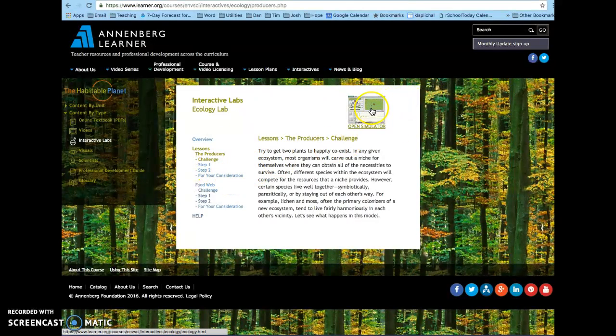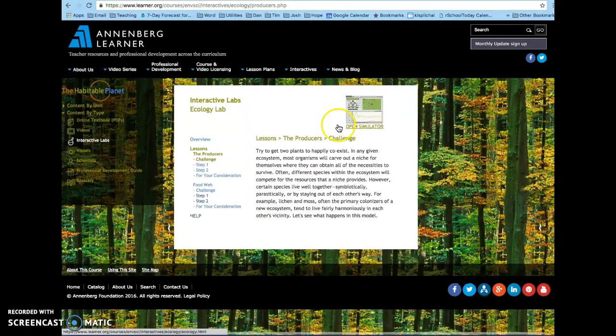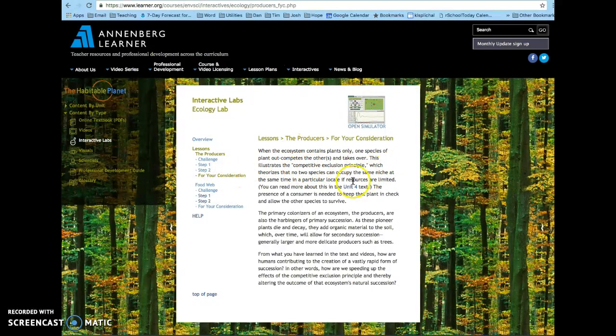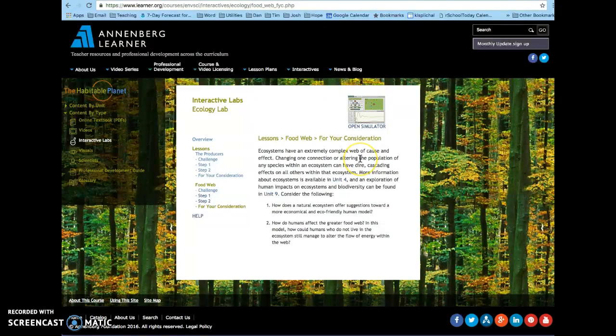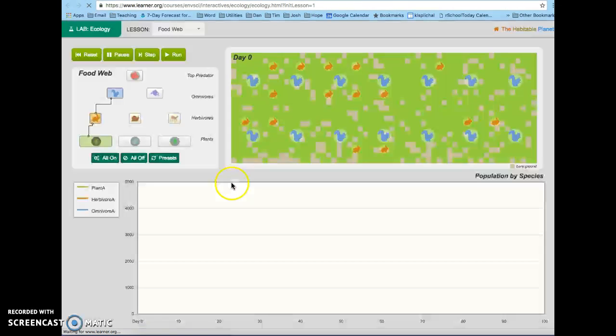In this simulation, the first challenge is to develop an ecosystem where the three producers can live together in harmony. Then the second challenge is to look at the food web by adding different species at different times and paying attention to their outcome. We're going to see here that when you put two or three plants in the same area, they outcompete each other real quick. And here we see that if you alter one species or move one connection within the food web, you can drastically alter an ecosystem. So let's open the simulator and run this.